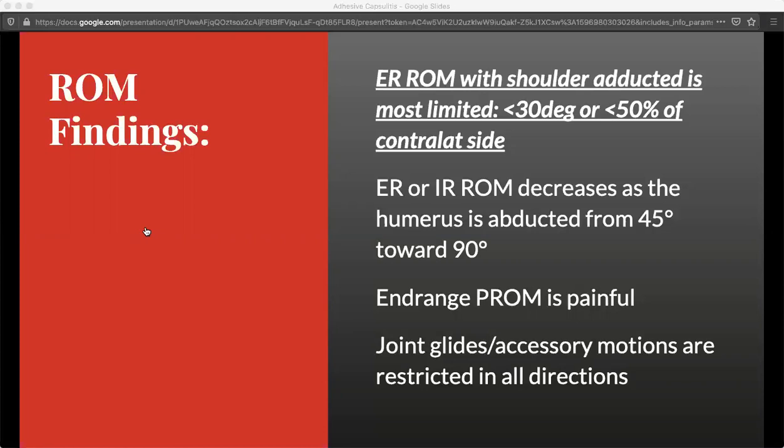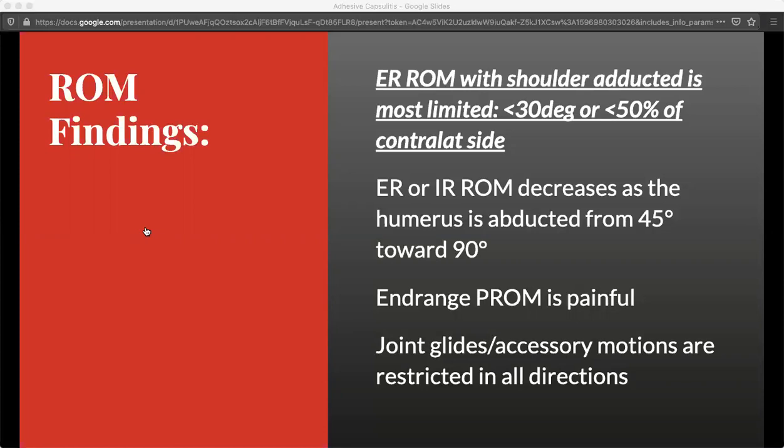If the passive range of motion is less than 30 degrees or less than 50% of the opposite side, this is a hallmark sign of frozen shoulder. In almost no other shoulder condition will you find this presentation.